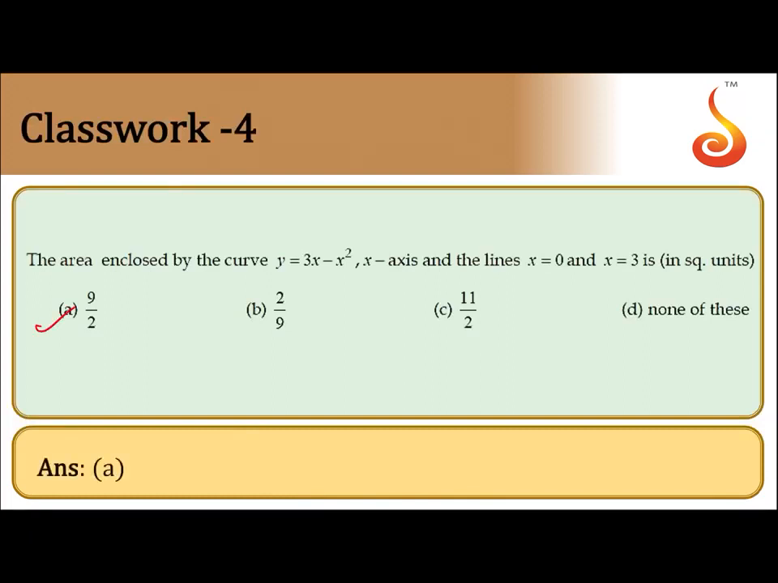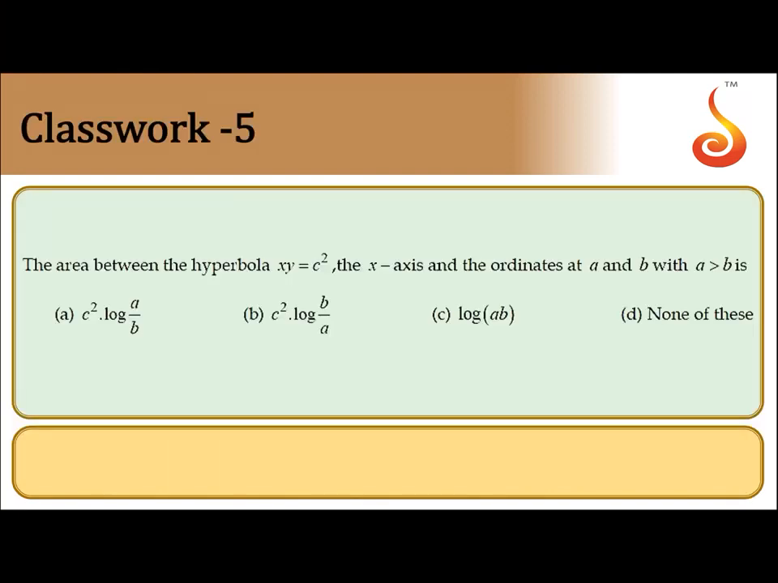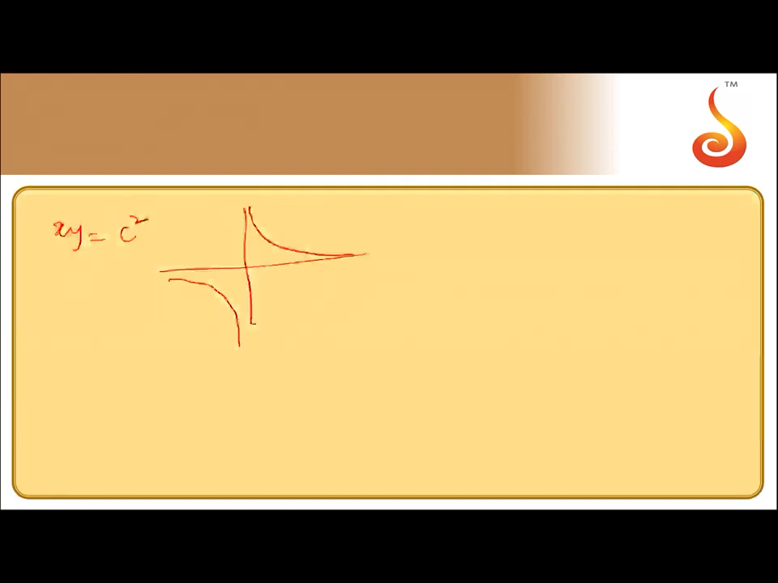Coming to the next one, the area between the hyperbola, x-axis and the ordinates x equals a to x equals b, where a is greater than b. Let me consider xy equals c square, which is a hyperbola. It looks like this. This is the curve, and x equals a to x equals b we need to consider. So assuming that both a, b are positive, x equals a to x equals b, area under this.